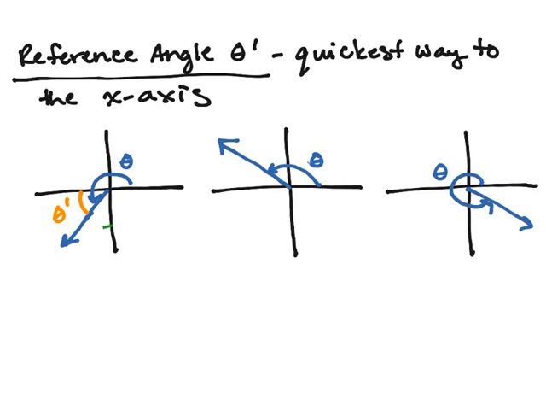All right, in my second sketch here, the quickest way for me to get to the x-axis would be right here. So I would call that my reference angle. And on the last one, the quickest way to get to the x-axis would be right here. So I'll call that my reference angle. Depending on which situation I have, changes how I calculate finding the reference angle.